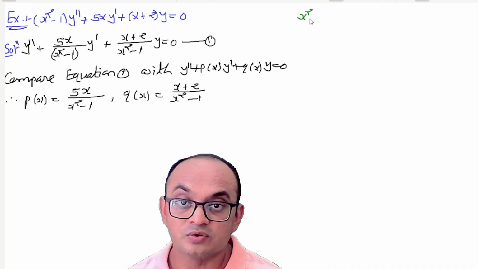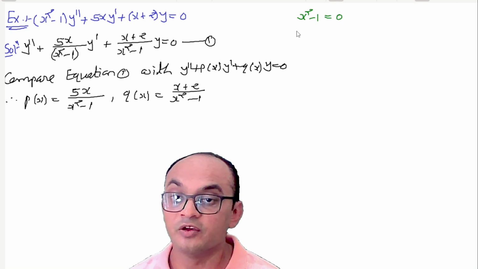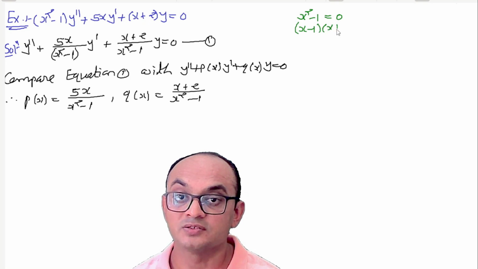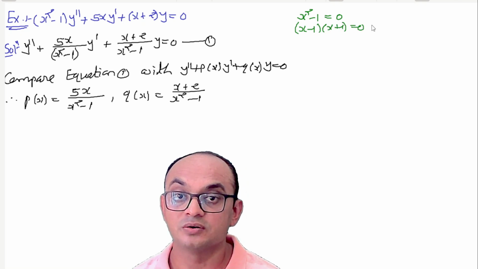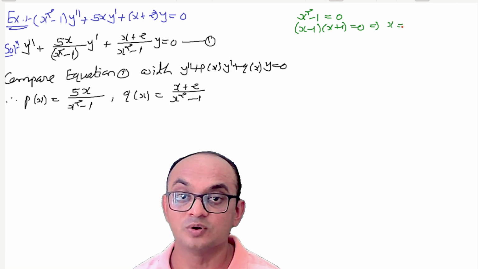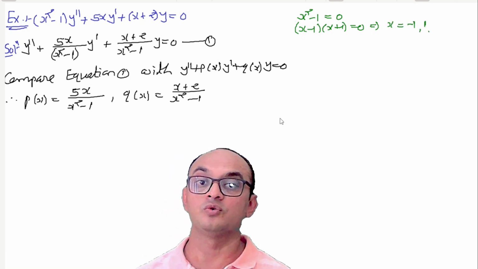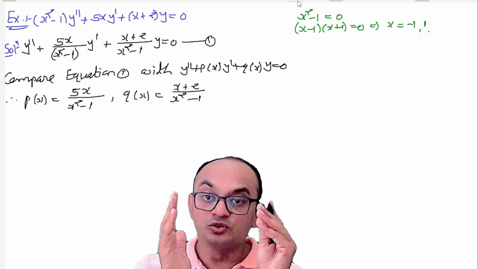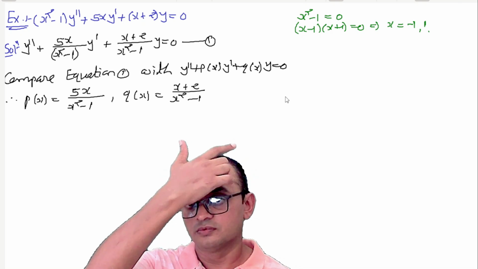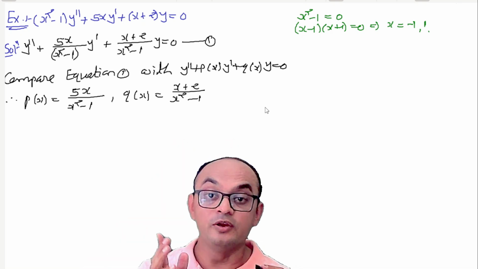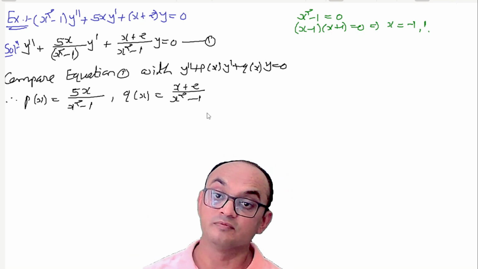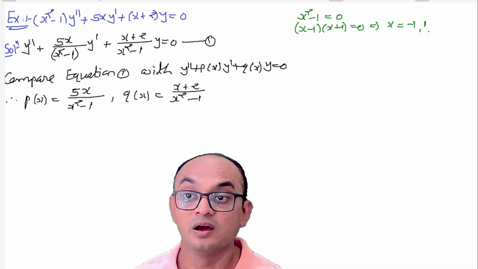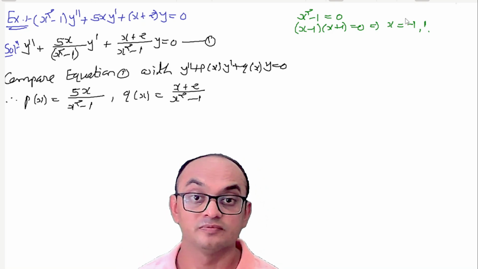This is the denominator, x square minus 1. We are comparing with 0. x square minus 1 is what? (x minus 1)(x plus 1). And so we have two values, x equal to minus 1 and x equal to 1. These are two values where the function goes to infinity. So in this example, we have two singular points. How do you represent?